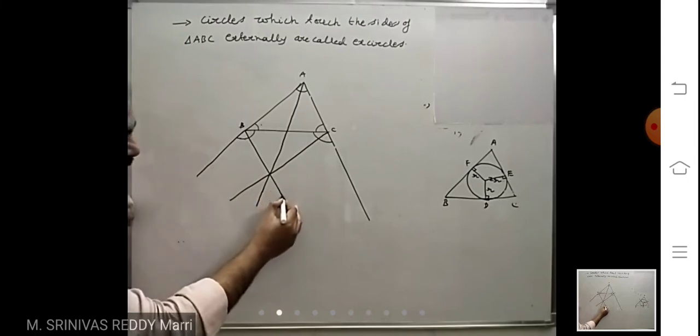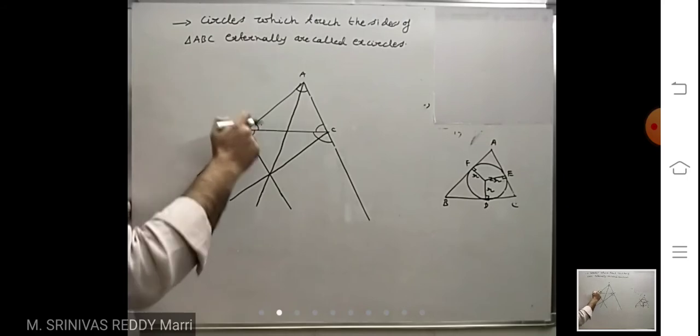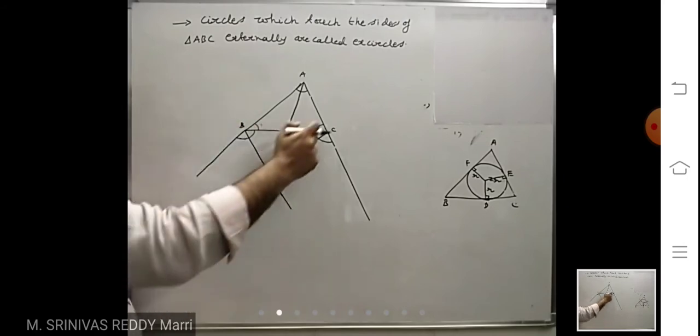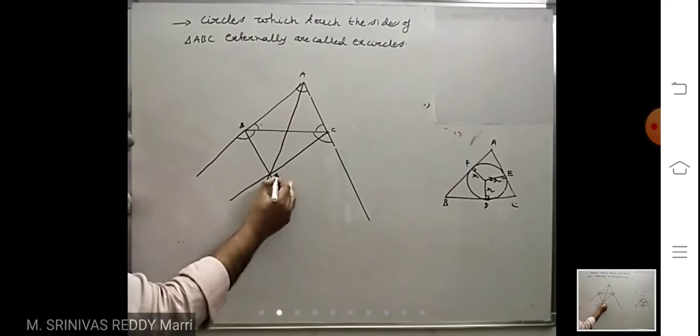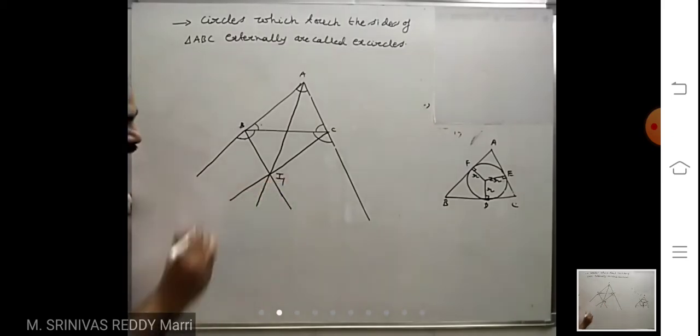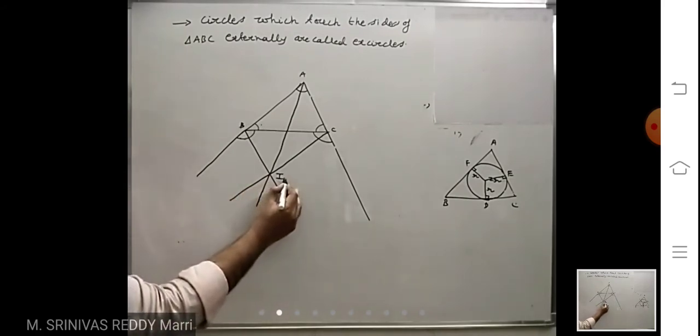These three will intersect at a point. This internal angular bisector of angle A and the external bisectors of angle B and angle C will intersect at a point that is called I1. Right? So this is called the excenter.